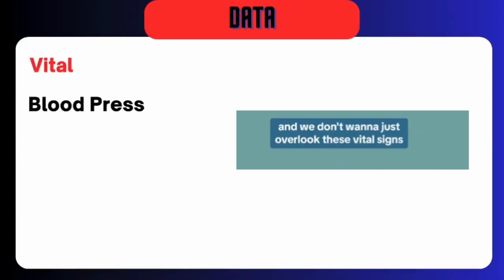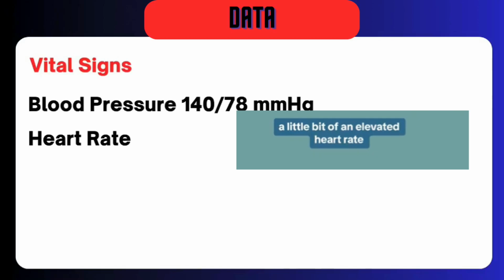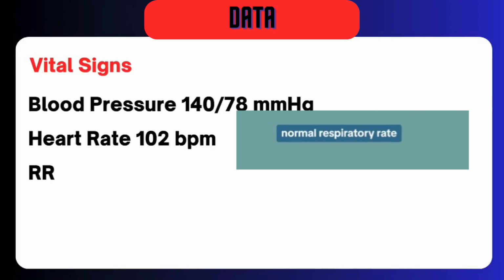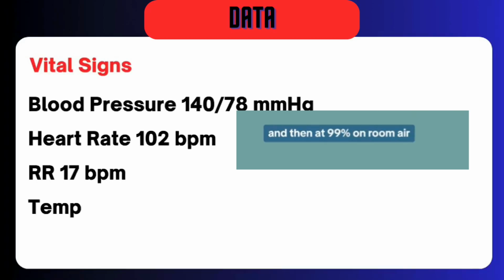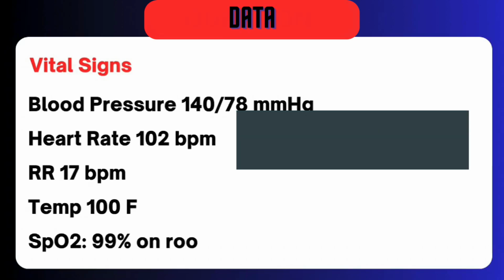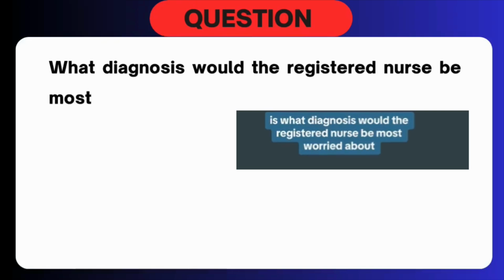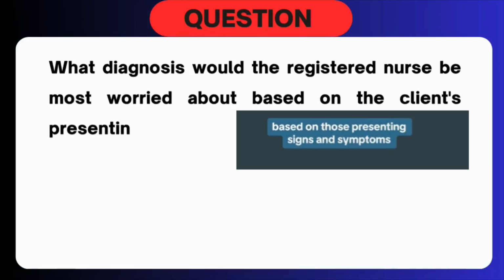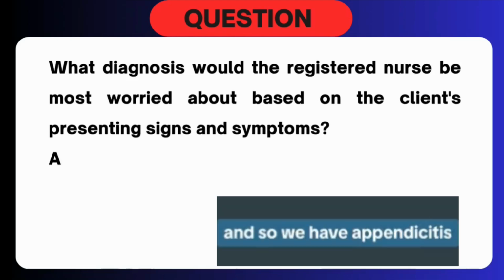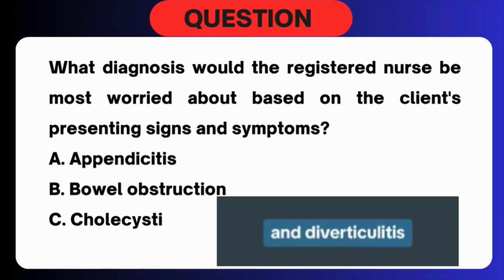And we don't want to just overlook these vital signs. So we see an elevated blood pressure, a little bit of an elevated heart rate, normal respiratory rate, almost a low grade temp, and then a 99% on room air. So these are okay. And so our actual question, based on the information we just saw, is what diagnosis would the registered nurse be most worried about based on those presenting signs and symptoms? And so we have appendicitis, bowel obstruction, cholecystitis, and diverticulitis.